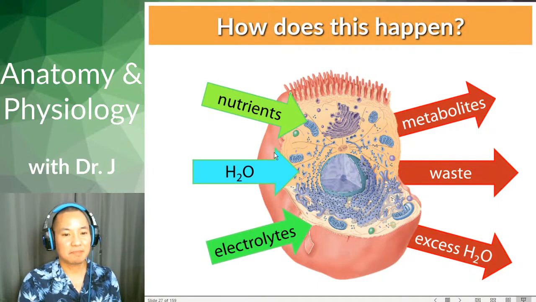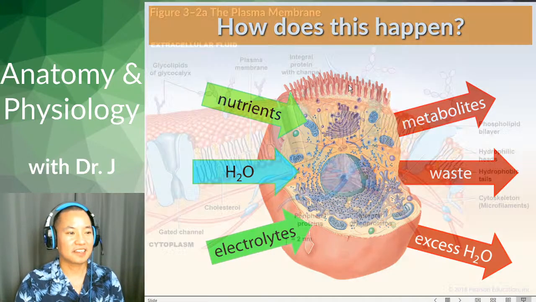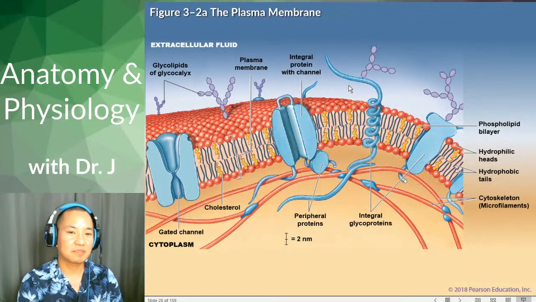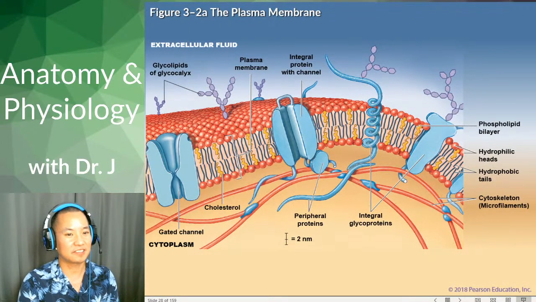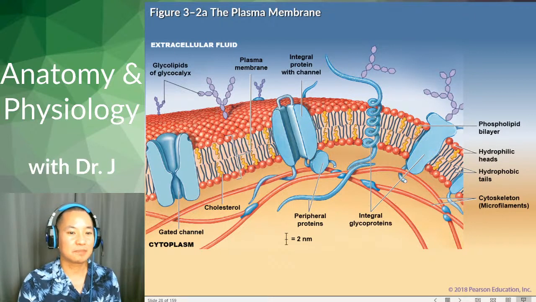So how does this happen? The thing is that the plasma membrane, this is a sheet that envelops every single cell, but it's more than just a simple sheet.